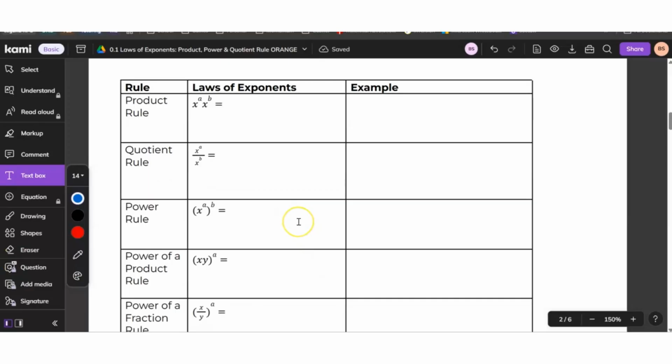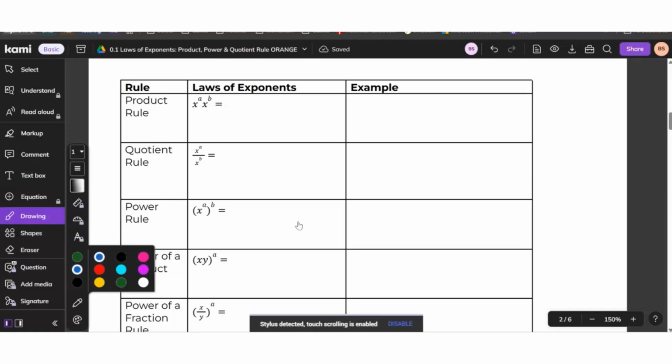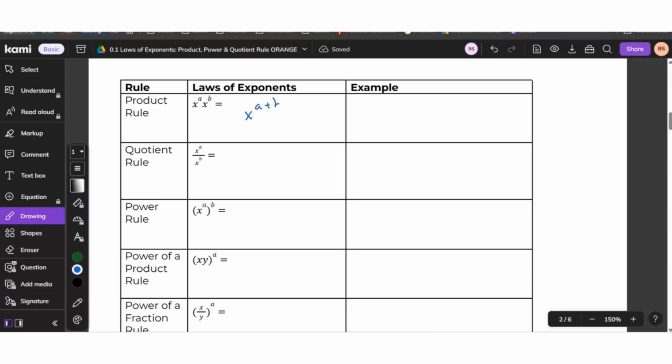So let's actually go through and write this out with a bit of an example, right? So when I'm doing these, I'm going to take this, and it would be x to the a plus b, right? That's all I can do there because it's a and b. What if I had an example? Let's go x squared times x to the 5th. That would become x to the 7th. You got it. Perfect.